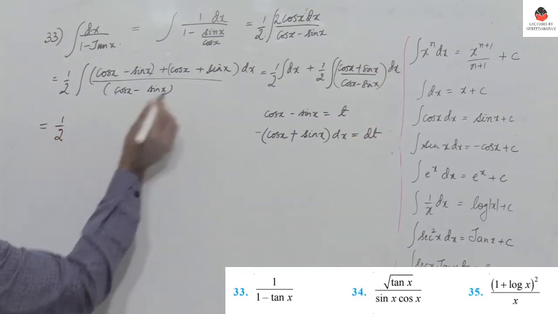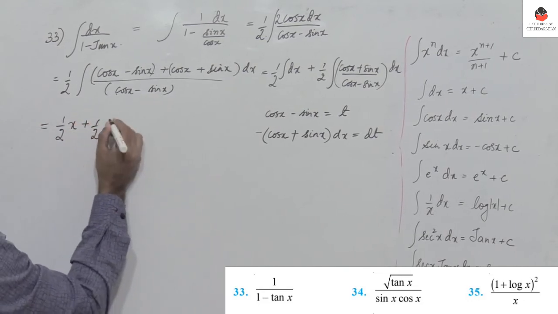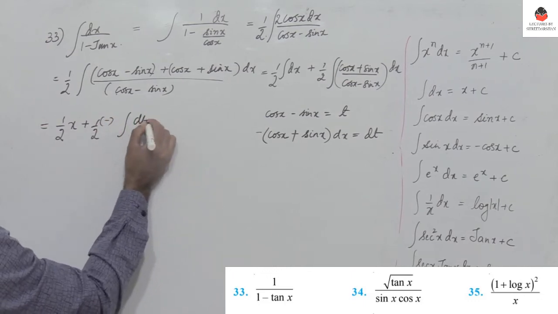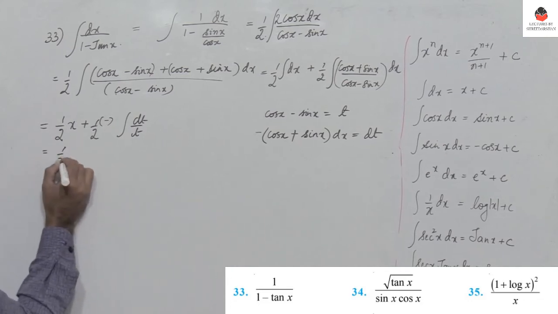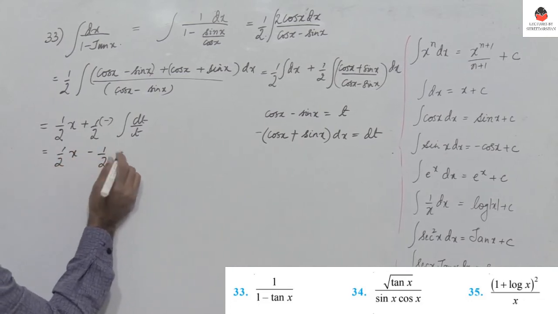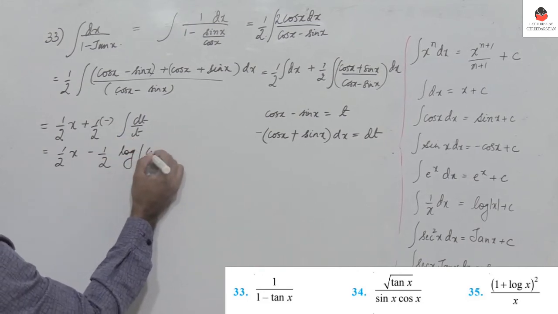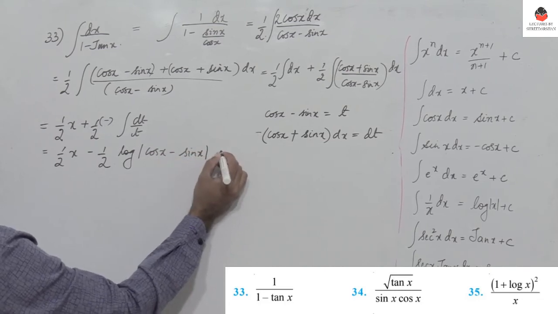So equal to 1 by 2 integral dx, which is x, plus 1 by 2 with a minus sign integral dt by t. So you have 1 by 2 x minus 1 by 2 times the integral of 1 by t, which is log t, so log of (cos x minus sin x), plus c.